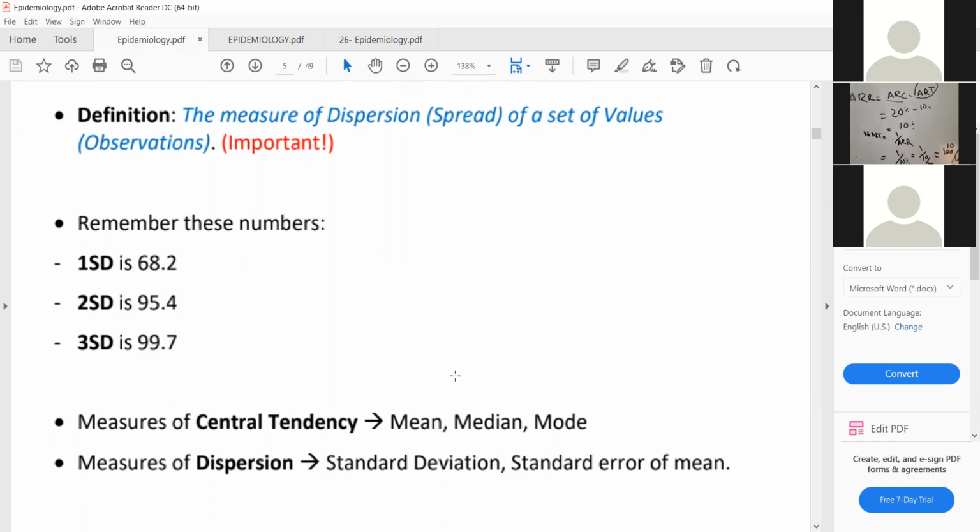And if they ask you how to measure the central tendency of a set of values, then your answer should be one of them, that is mean, median, and mode. We'll do examples of mean, median, and mode in the coming slides. For now, you need to remember what standard deviation is, what it is used for. It is used for measuring the dispersion of a set of values, and what is 1 SD, 2 SD, and 3 standard deviations.